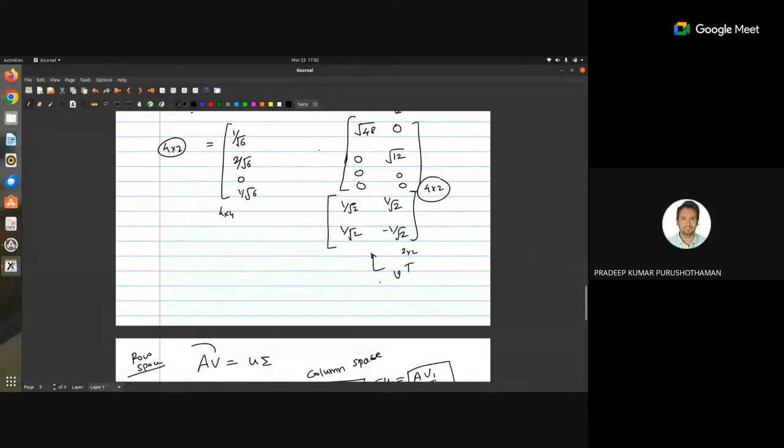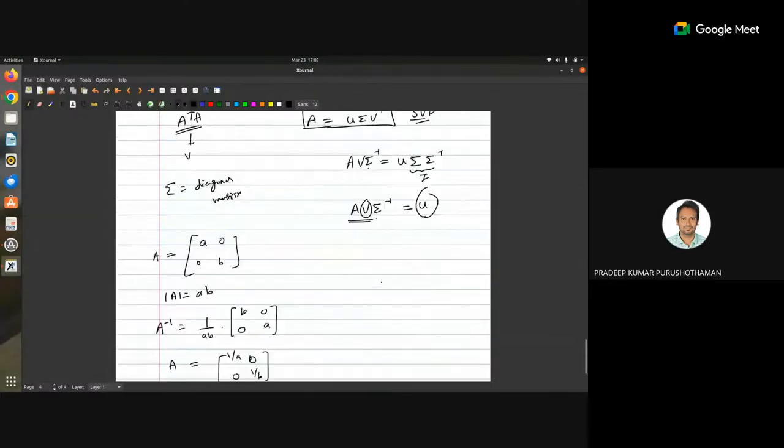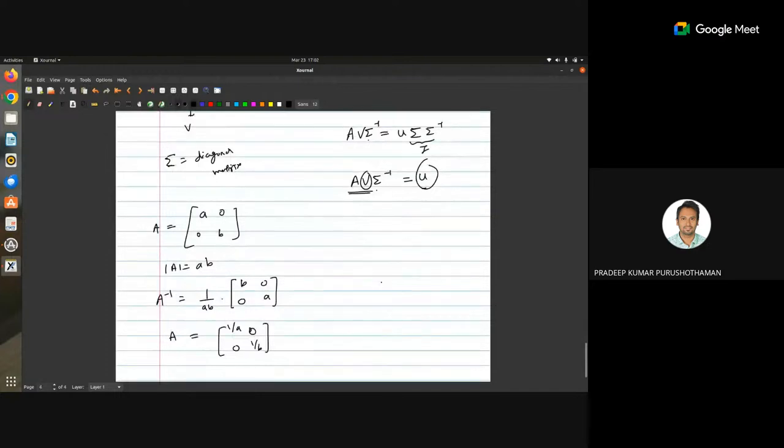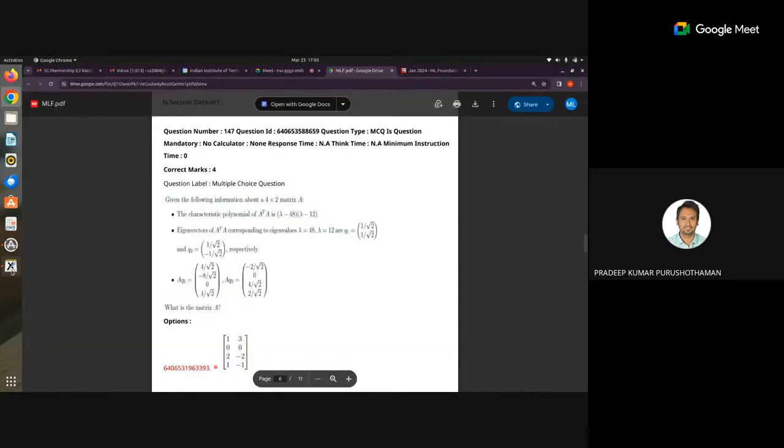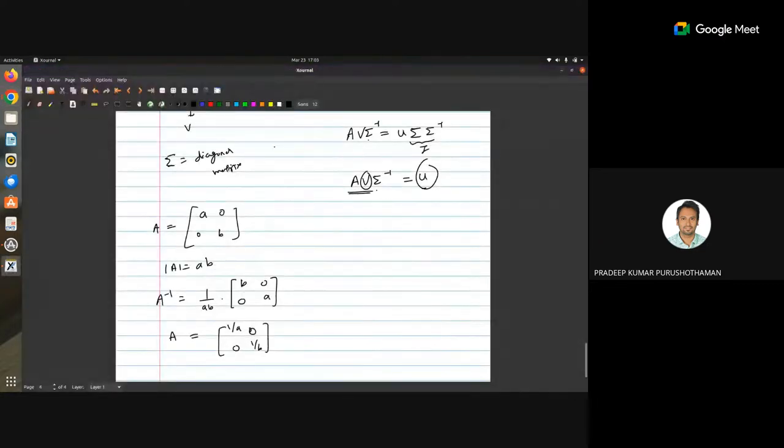Sir, one basic question here. The question they have given AQ1, right? So we have to find U1 and U2, or probably U3 and U4 as well. So U1 will be AQ1 by sigma 1, right? Which is the singular value. Okay, let's say this is giving me a 4 cross 2 matrix, right? Yeah.